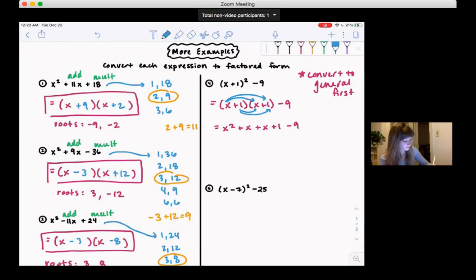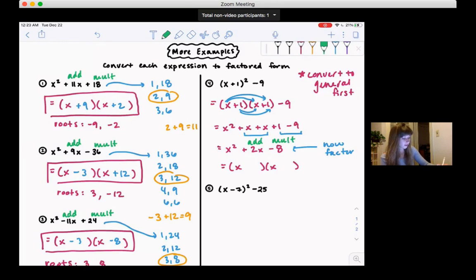And then we can combine our like terms. This is all from last lesson. And we get x squared, x plus x is 2x, 1 plus -9 is -8. So now from here, we're going to factor. So I set up the factors x and x. We need to add to 2, multiply to 8.